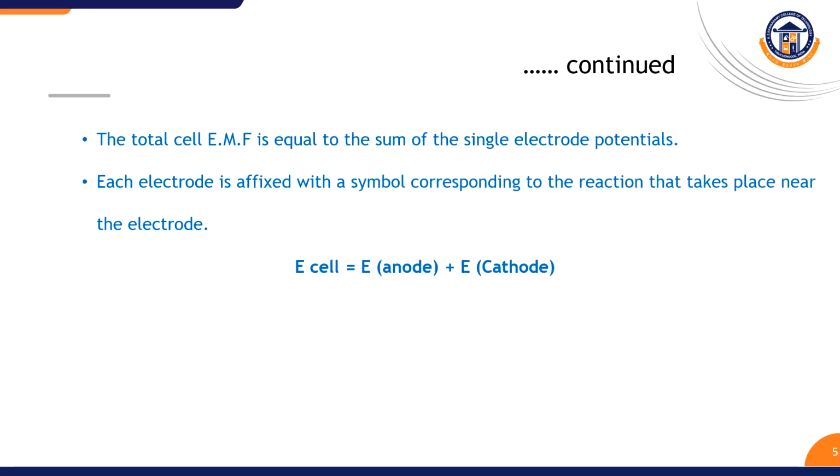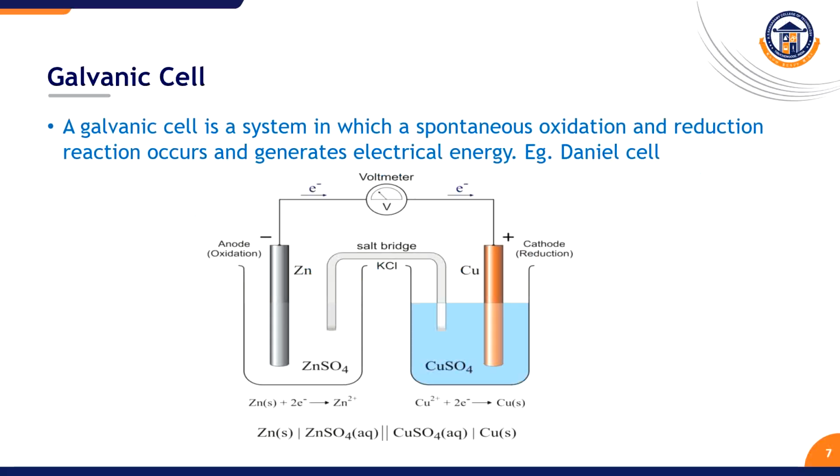We are able to measure the sum of the potentials of the two electrodes, or it is nothing but the potential difference between the two electrodes, which is called EMF, electromotive force. E cell is equal to E anode plus E cathode. That means anodic potential plus cathodic potential.